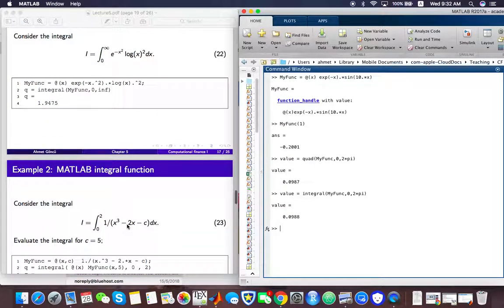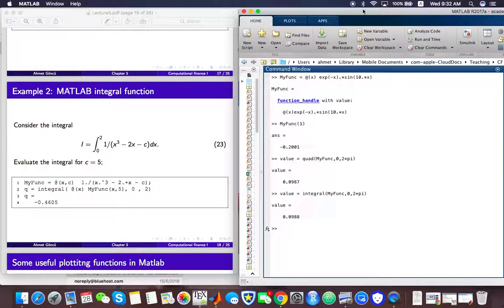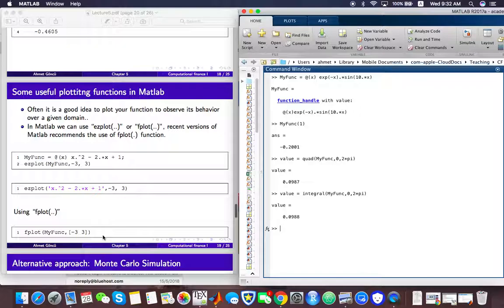There are some more examples in our slides, so please check these examples. You can try to integrate them using the given codes here. Additionally, I also provided some plotting functions in MATLAB. Plotting functions are usually quite useful for many different problems. You want to see the behavior of your function over the domain on which you are trying to do some numerical computation. So you can use ezplot, which is again here.